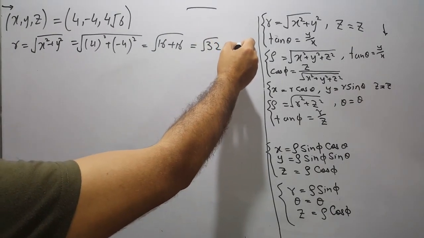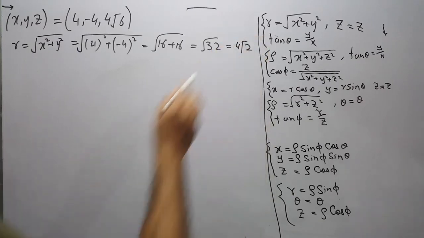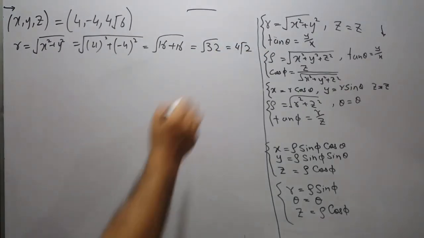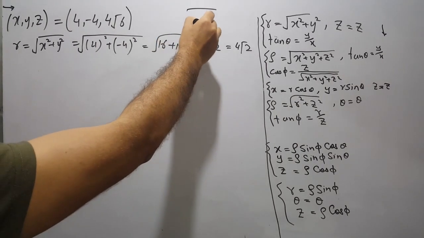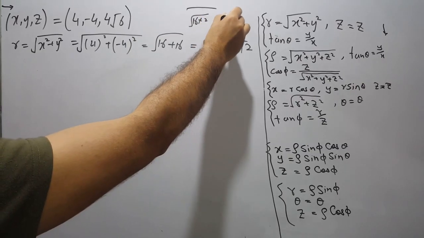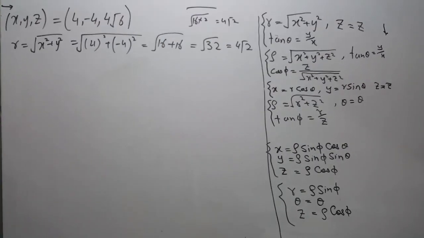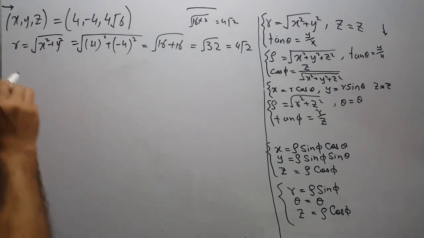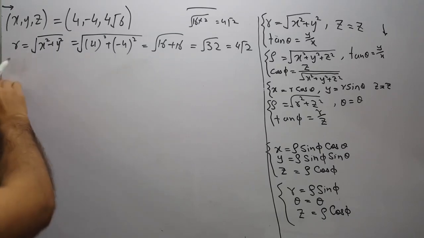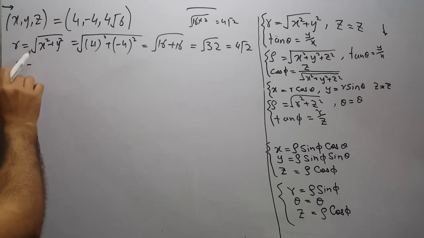So that would be 4 into 2, right? You can do that, it is 16 times 2. So the square root of 16 is 4, and 2 stays inside the square root. Now the next thing is z remains the same. So r is found. Now we need to find theta.